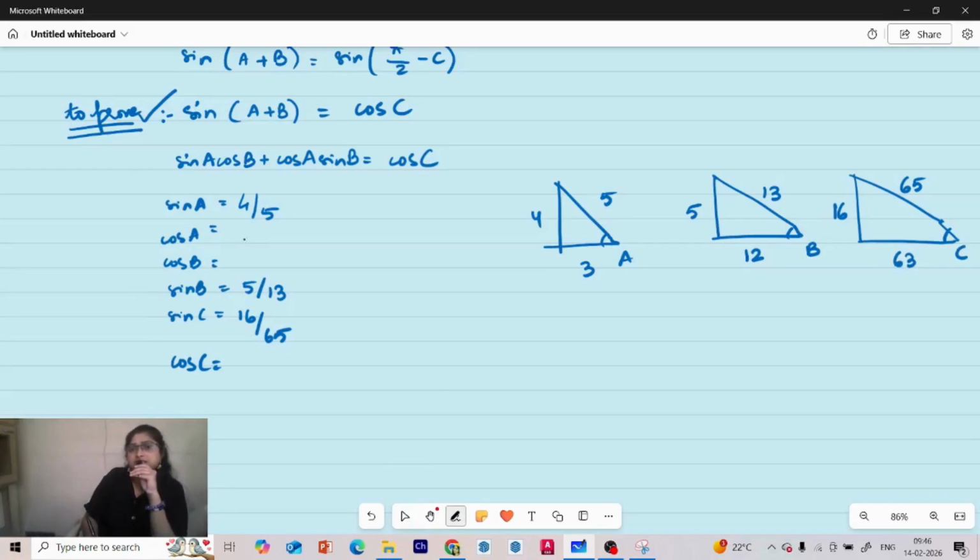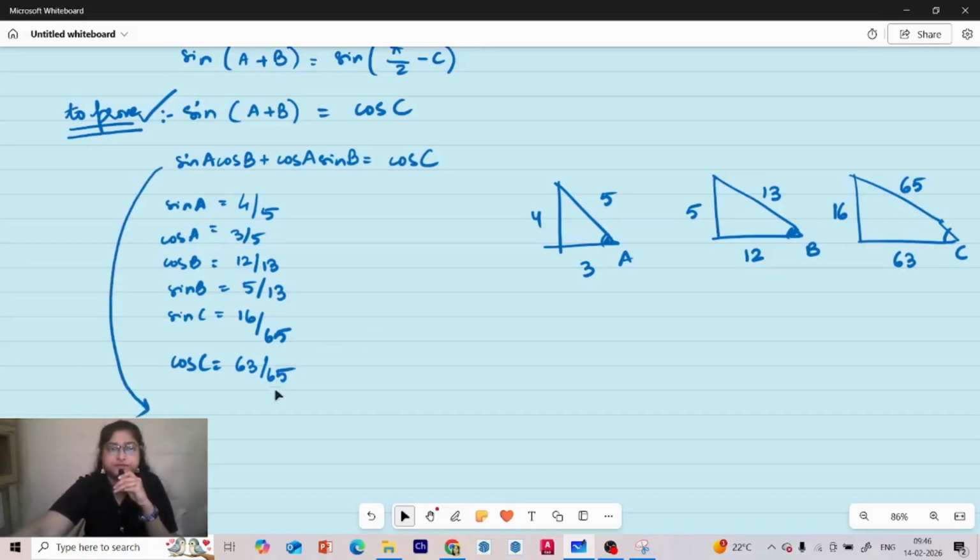So cos A from this, what is cos A? 3/5. What is cos B from this? Adjacent by hypotenuse, 12/13. What is cos C from this? 63/65. Okay, now let us put in all the values in this equation.